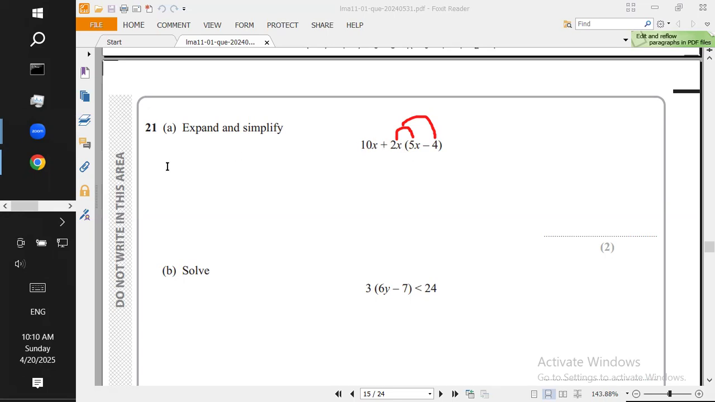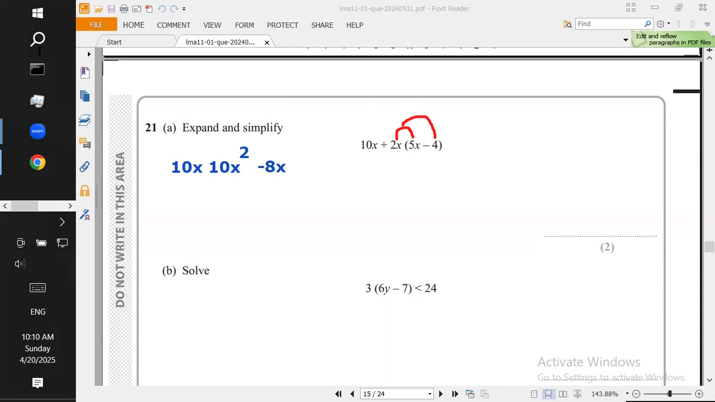So first we write the 10x as it is, like this, 10x. And then 2x times 5x. 2 times 5 is going to be 10. And then x times x is going to be x power of 2. Focus on the steps of expanding. And then we have 2x multiplied by negative 4. 2 times negative 4 is going to be 8 in negative, so negative 8. And then we have 1x, which is x.